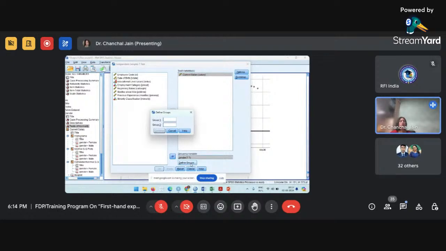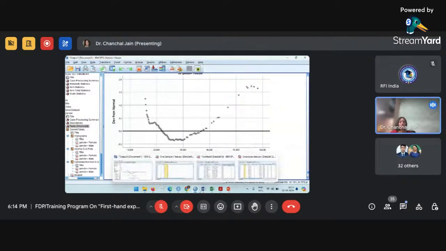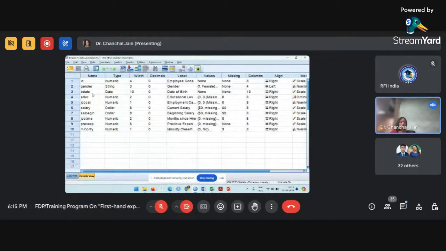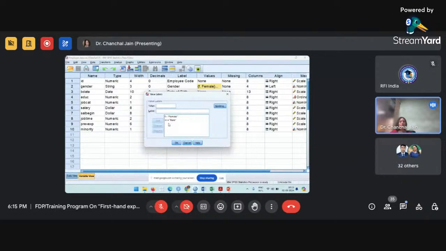Right. So here, I think I need to check. I don't think so. I would be just a minute. I am canceling this. You do not need to do that. I want to see in the variable view what are the labels we have. Yes, it is female and male, right?